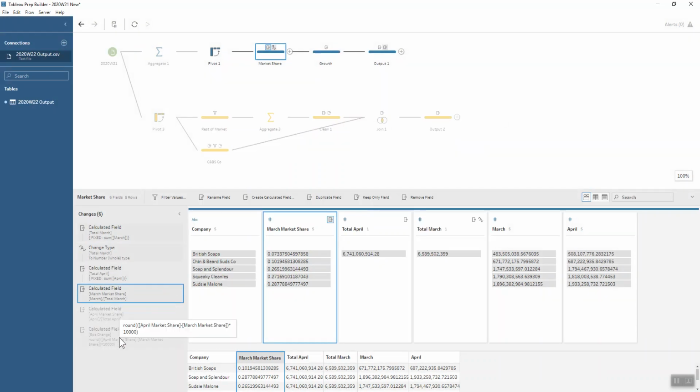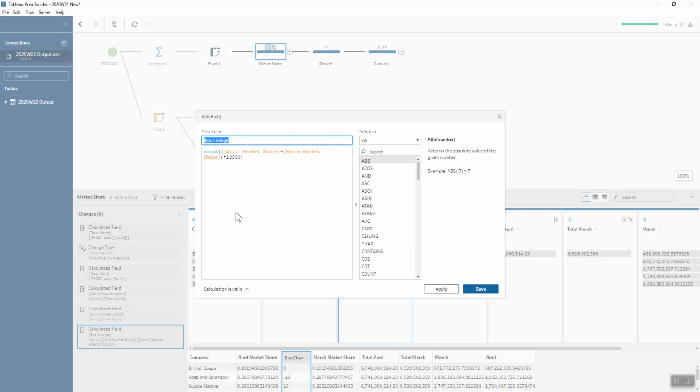Now we do our little basis points change calculation. So a basis point, remember, 10 basis points is equal to 0.01%. So when we're calculating that change, the change itself is simple enough. We're just doing April market share minus March market share. Then we're multiplying that by 10,000, because if you think about it, it would change it into something where everything would be in the right place.